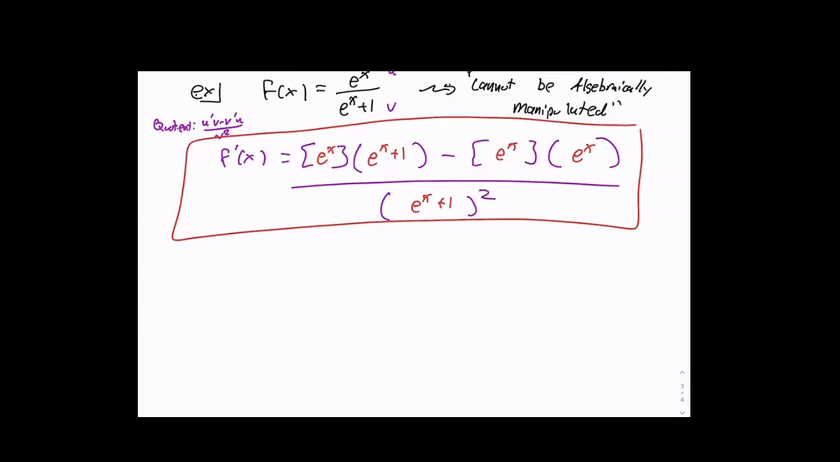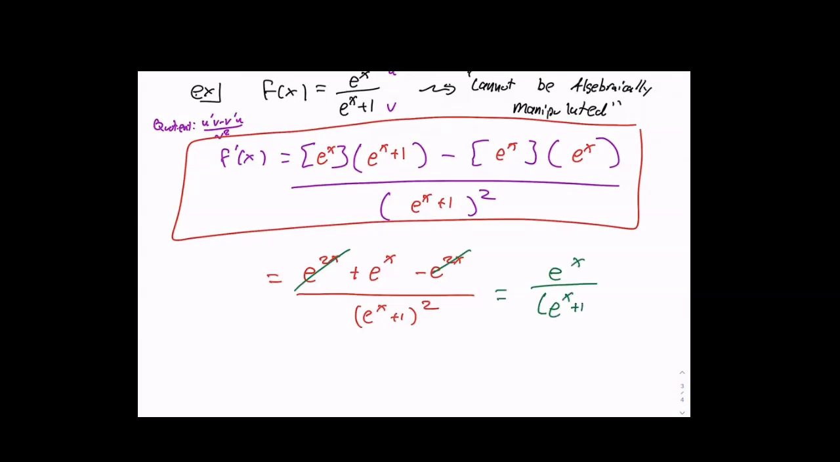Are you going to see it like this? Is this simplified? No. So we had to simplify it. So this becomes e to the 2x plus e to the x minus e to the 2x, over e to the x plus 1 squared. Those cancel each other out, and we get a final answer of e to the x over e to the x plus 1 squared. Boom, I'm done. Never expand the denominator.